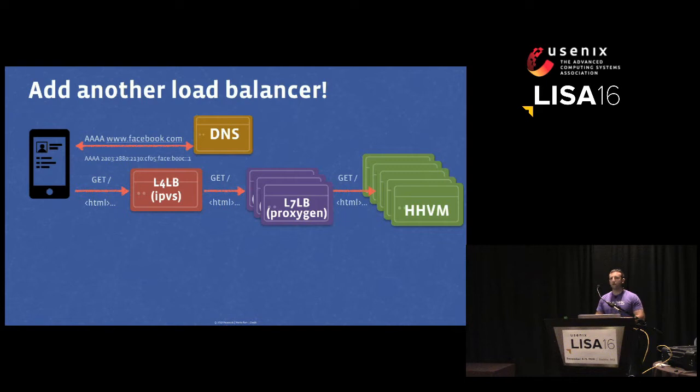Otherwise, we break that TCP connection. We'll talk about that a little bit more in a little bit. So this is great. We can add a lot more L7 load balancers to terminate TCP and SSL and proxy that HTTP request. We can add many, many more HHVM servers behind it. But we still have a single point of failure in this single L4 load balancer, and it can't handle all the traffic coming into it.